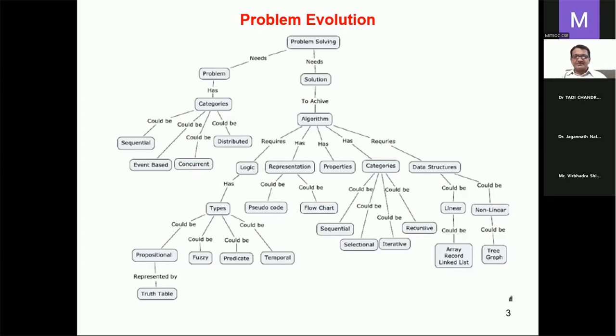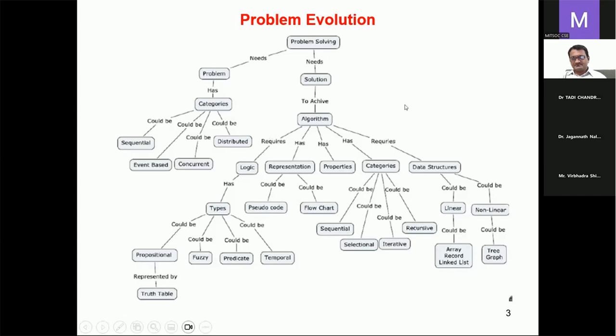My request to all the participants here is that when a problem is given to you to solve, first look into it and see which category it goes into: whether it is the sequential category of problem, the event-based category, or the concurrent category, and then the distributed one. So my question to participants again: when it comes to a problem to be solved on quantum computing platform, can you tell me which one of the categories your problem will fit into?